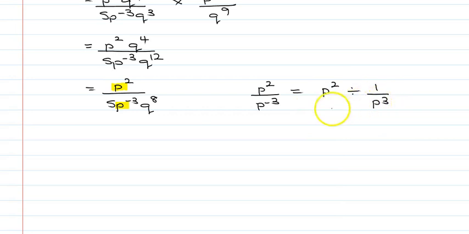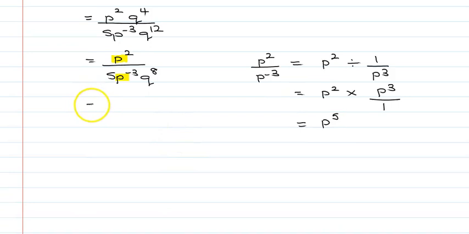Now again, division of fractions, I can take the reciprocal and turn it into a multiplication problem. Now looking at this, we can add the indices through the multiplication law. So we're left with p to the power 5 over 1. That means that when I simplify this, I've got p to the power 5 on the numerator over 5q to the power 8.